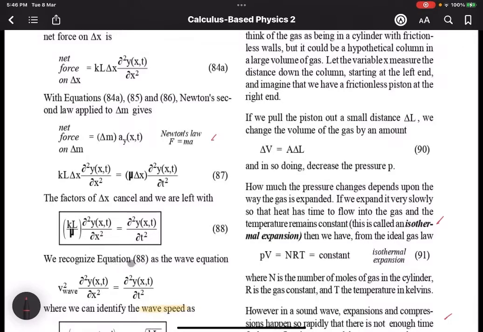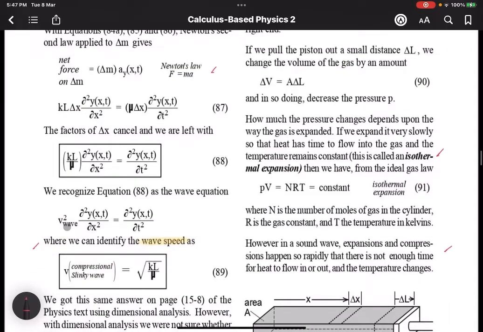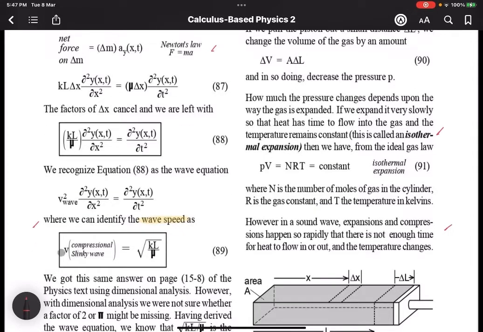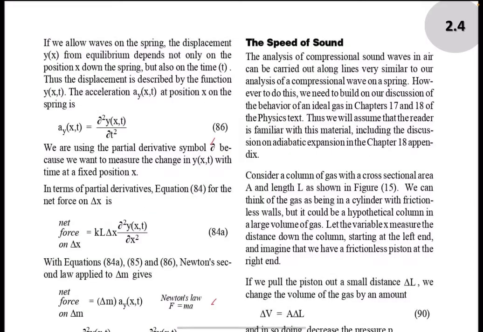So recognizing this as the wave equation, we will have the square of the velocity of the wave times the partial derivative where time is constant equal to the derivative where x is constant. So from here, we can identify the wave speed, the velocity of a compressional slinky wave, as equal to the square root of KL over mass.